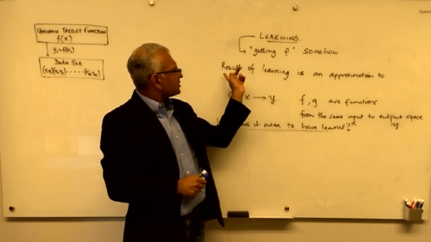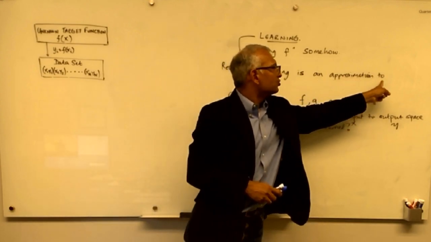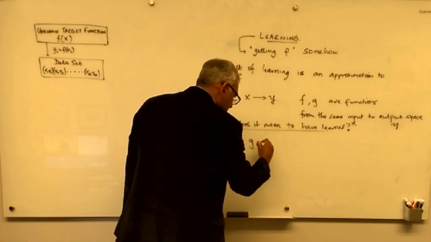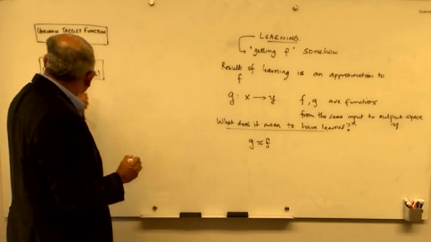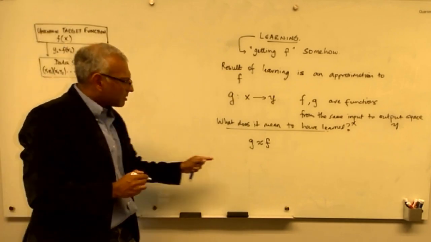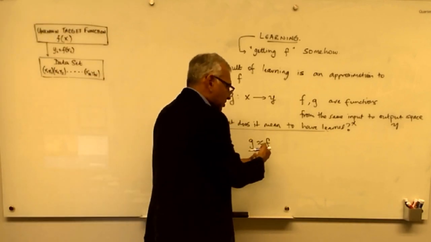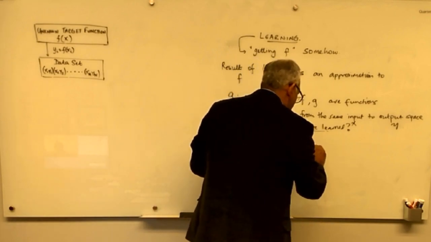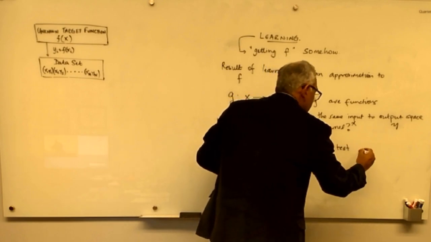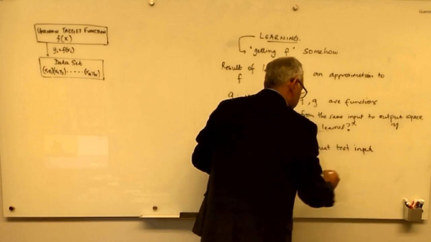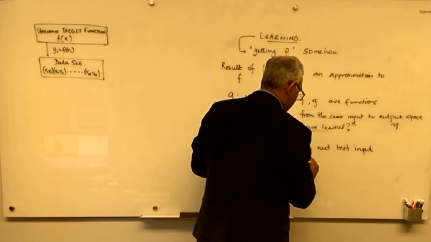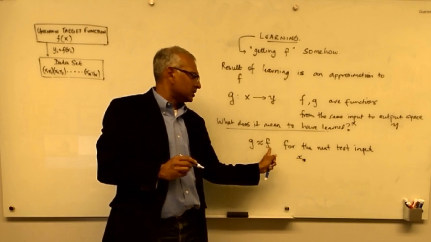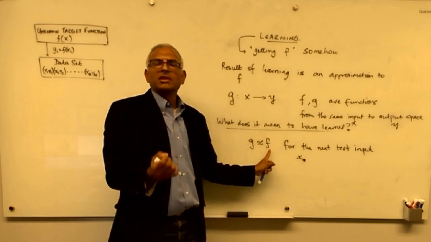Okay, and we can come back to the actual statement here. The result of learning is an approximation to f. So what it means to have learned is that g is approximately equal to f. And we've already said that we don't care about the data set. So that means that we care about outside the data set. g is approximately equal to f for the next test input. Let's call that, just for the moment, x star. So that would be a way to quantify the fact that g is approximately equal to f for the context that's relevant to machine learning.